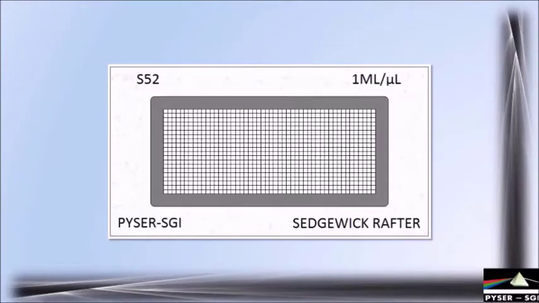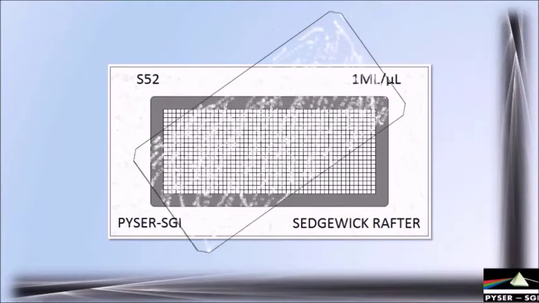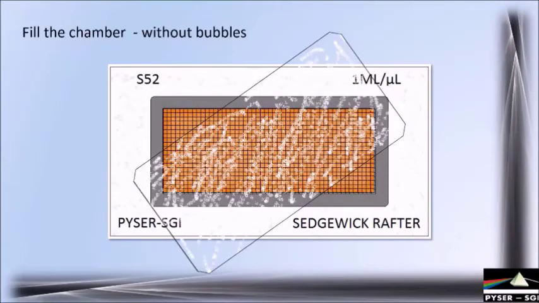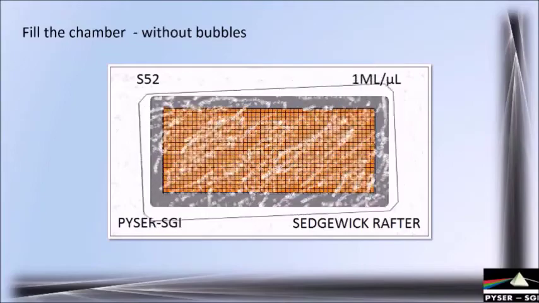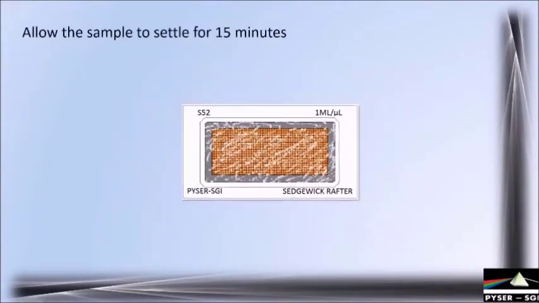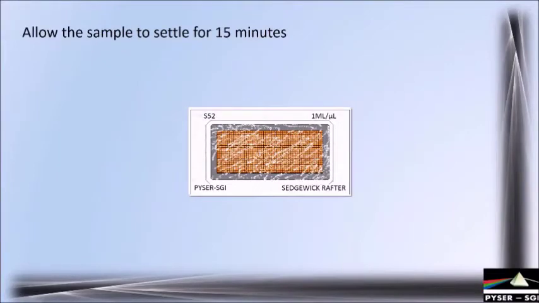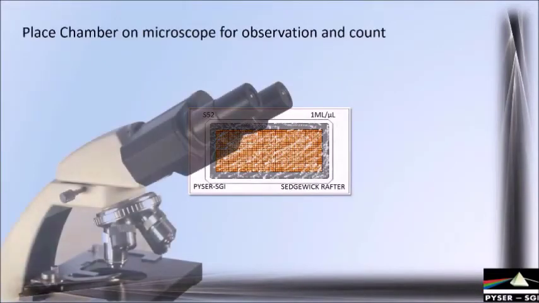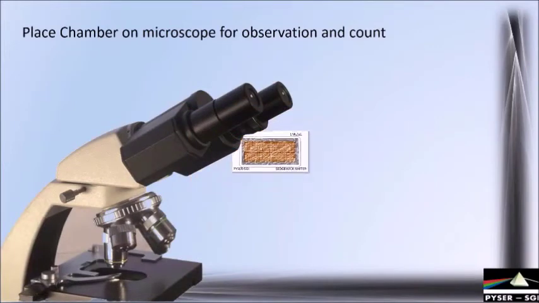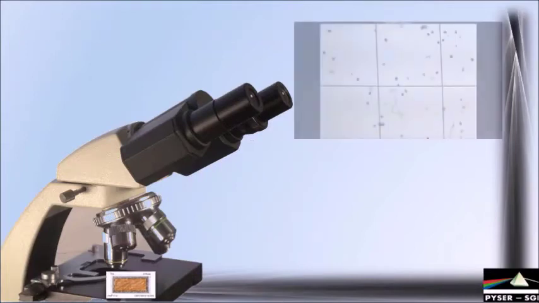So let's take a more detailed look at the Sedgewick Rafter chamber and how it's actually used in practice. Now remember, first of all, to recap, cover at an angle, fill from one edge with a hole for the bubbles to escape, so you fill the chamber fully to its 1 milliliter limit. We then allow the chamber to settle for about 15 minutes before placing it onto our observation microscope. Now it's important to let it settle and also ensure that we've got an even distribution of our sample.